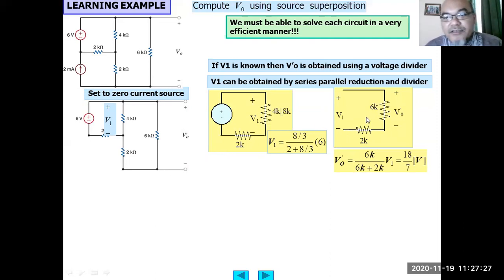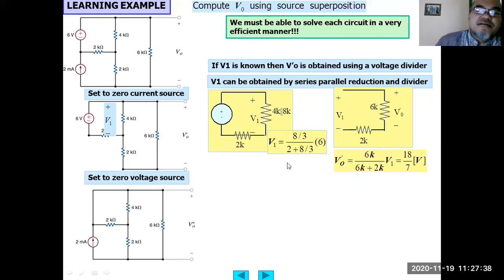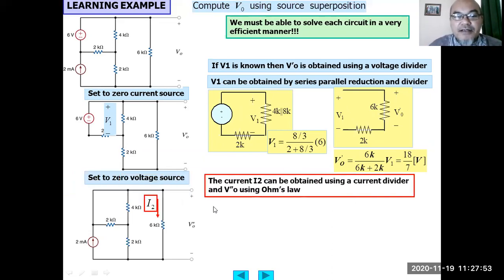We calculate again using the voltage divider from V1: 6K divided by 6K plus 2K times V1. Here we obtain 18/7 volt. Then we calculate V output due to the contribution by the current source by setting the independent voltage source to be 0, by making it short circuited like this. Then we can use the current divider formula to calculate the current flowing through the 6 kilo ohm resistor here.